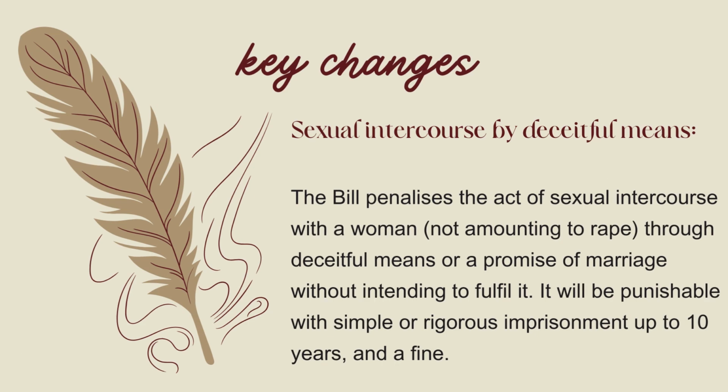And the next one is sexual intercourse by deceitful means. That means it also penalizes sexual intercourse with a woman through deceitful means or a promise of marriage without the intention of fulfilling it. It is punishable with simple or rigorous imprisonment up to 10 years and also a fine.